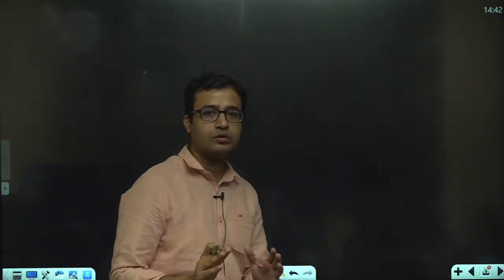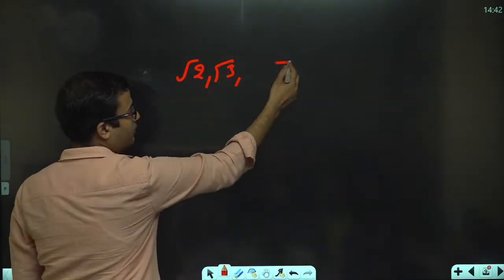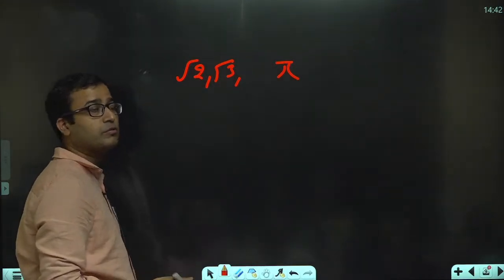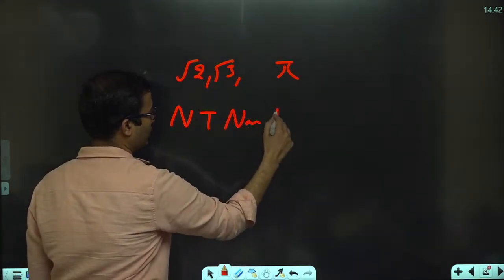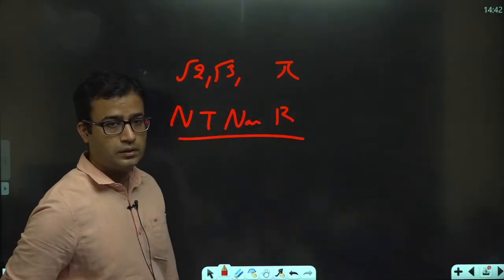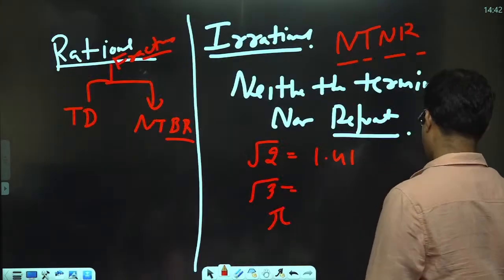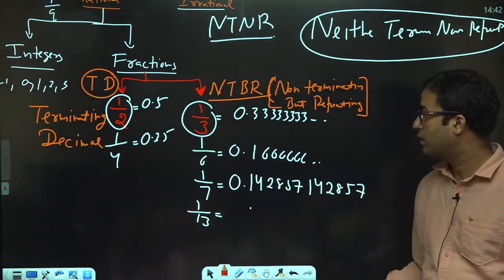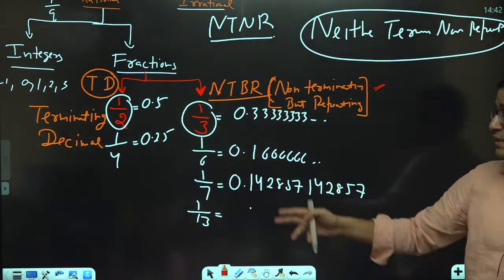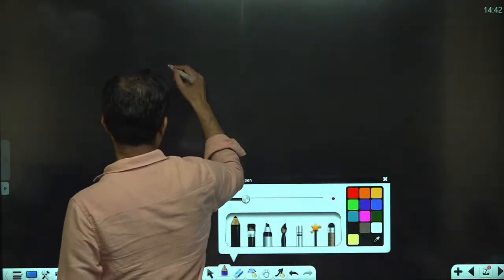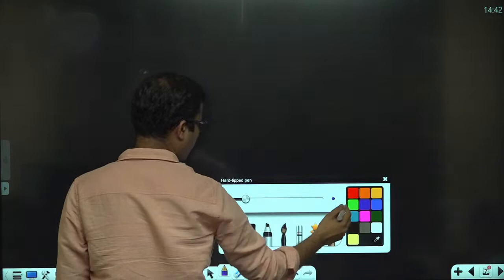Okay, so now for irrational numbers we understood two things with the help of examples. What are irrational numbers? Under root 2, under root 3, under root 5, pi. The second thing we have understood: when we convert an irrational number to decimal, it neither terminates nor repeats. Okay, next come to this point again, non-terminating but repeating. You can make a separate box or write it separately: non-terminating but repeating.